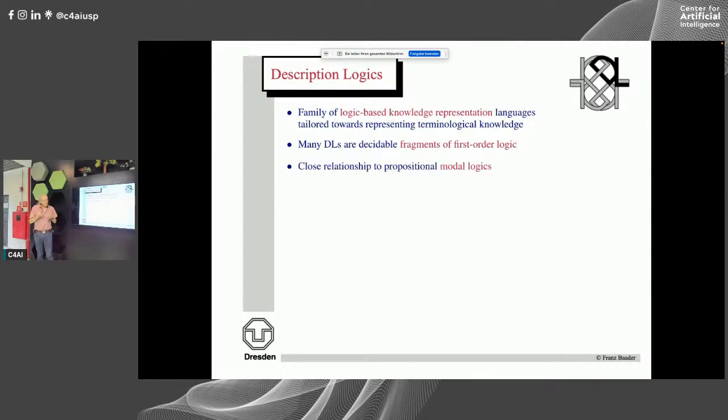There's also, for people that know what modal logics are, a close relationship to propositional modal logics. So some of them are just syntactic variants of each other with the same semantics. So you can transfer results between these two. If you don't know what modal logic is, I won't mention it again.